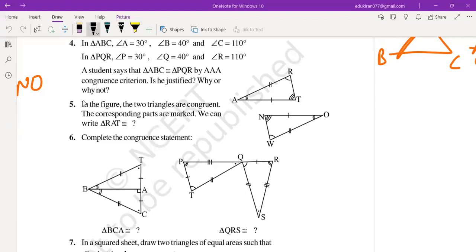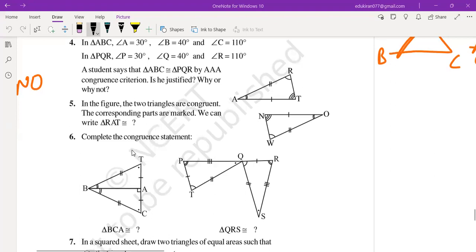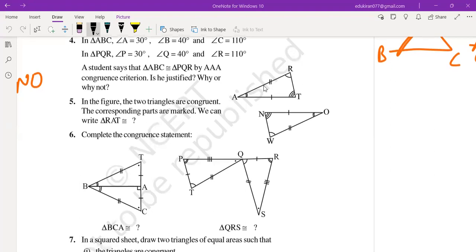Okay, so you people can start doing the fifth one, then we will discuss the answer. I hope you people know how to do it, right? These two triangles are there, you have to prove them congruent. So for example, angle N is equal to angle T, like this. You can see, just look at the marks and write it like that. Okay?